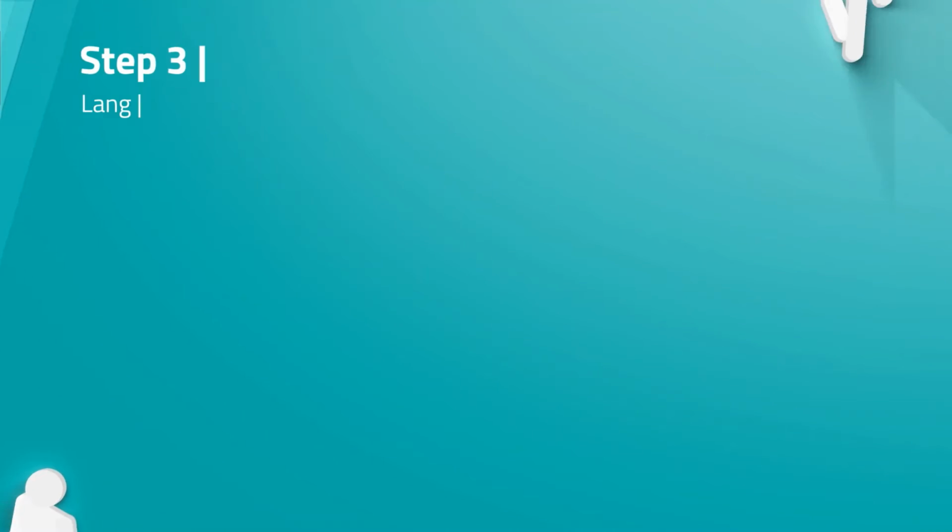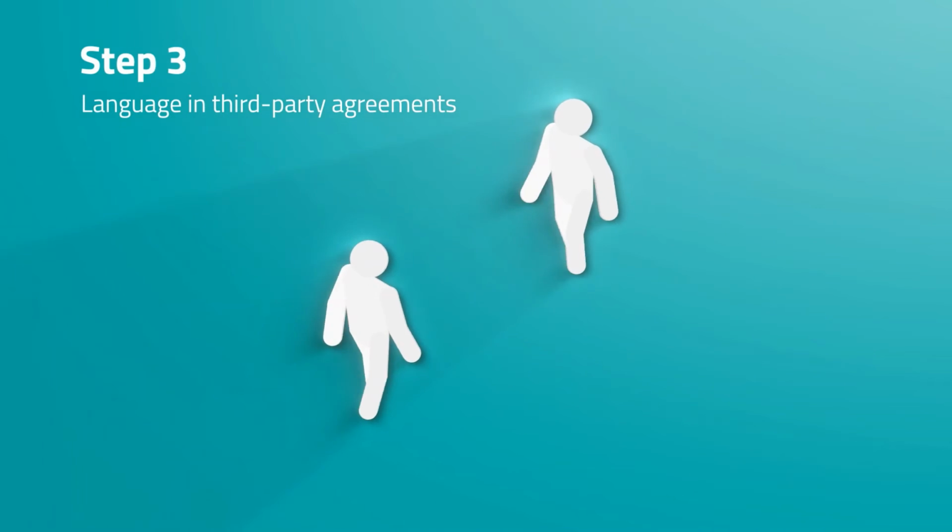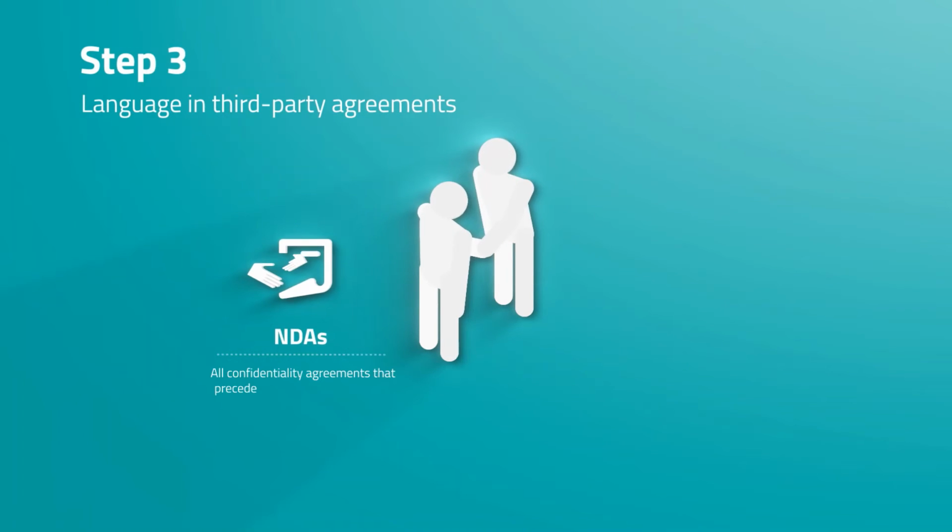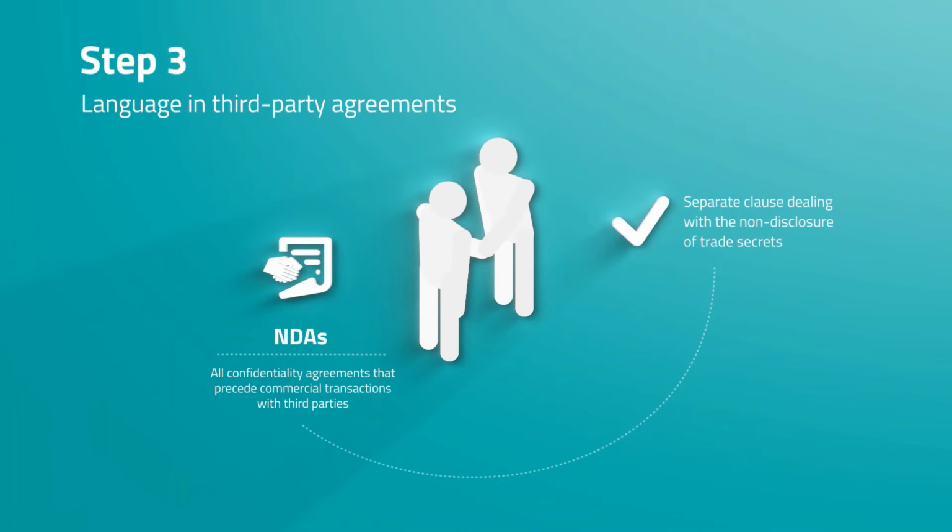Number three, language in third-party agreements. Due care must be taken in the creation of NDAs and other confidentiality agreements that precede commercial transactions with third parties, to have a separate clause dealing with the non-disclosure of trade secrets. Such care also needs to be taken with respect to subcontractor agreements.